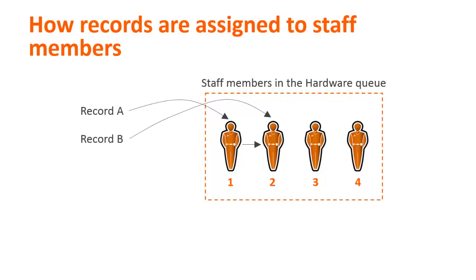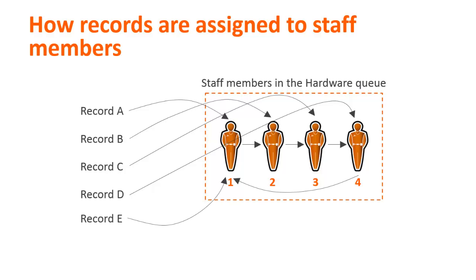Record B is assigned to staff 2. Record C is assigned to staff 3. And record D is assigned to staff 4. When record E is created, it is assigned to the staff 1 who is at the top of the list, and the last incident assigned time for this staff member is longer than any other staff member in the list. This is how the round-robin method of assignment works.